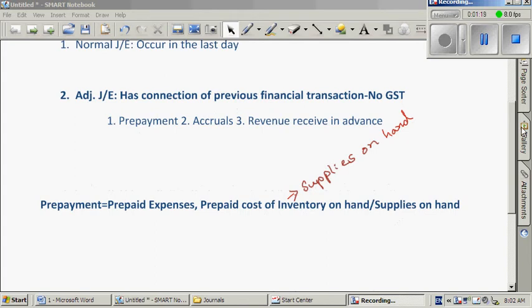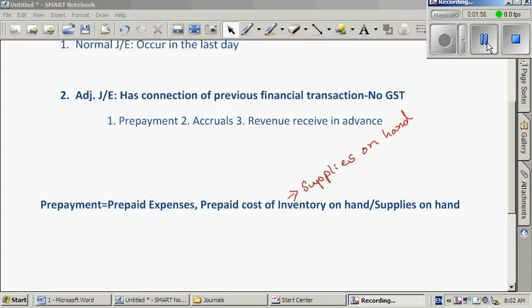What is prepayment? Mostly we know prepayment is a prepaid expense, which is a current asset. So it's not an expense, it's an asset. But what is prepaid cost of inventory? Let me explain what is expense. Expense is like rent expense, salary expense, insurance expense. But what is cost? Cost is like purchase of asset. So what is the basic difference between expense and cost of asset?